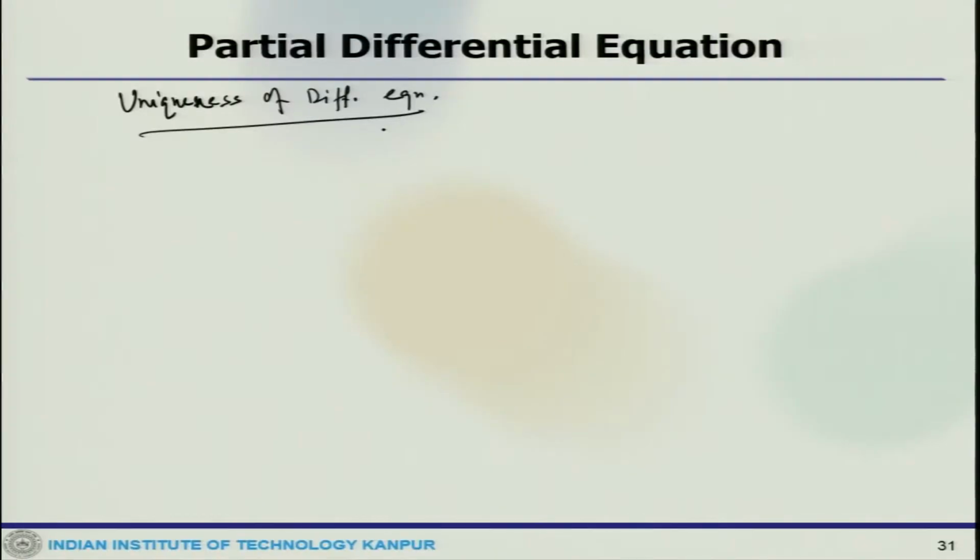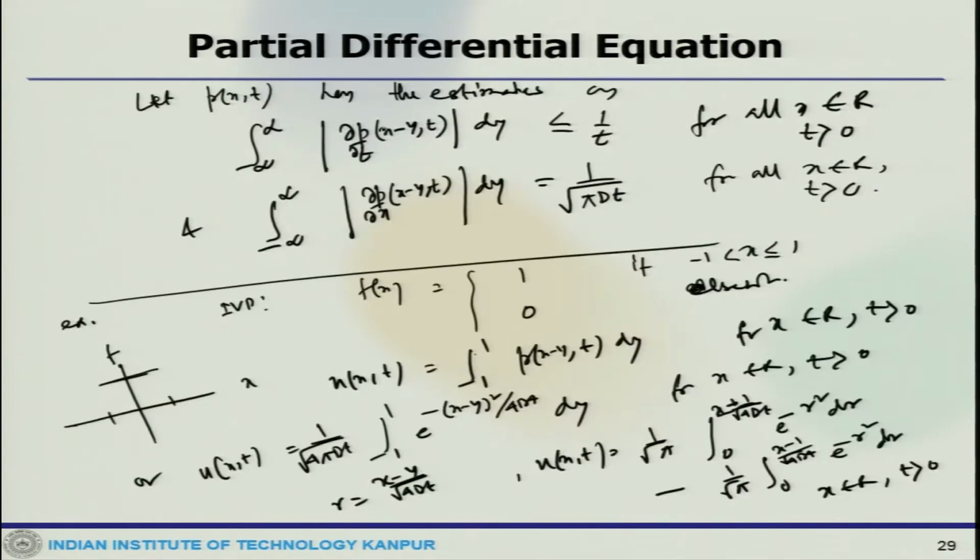Okay, so let us continue the discussion on the PDE. Now we have looked at the different ways to solve these PDEs. Now we are going to look at the uniqueness of the diffusion equation and other things. So, when you go to the uniqueness, what we have already seen is the solution that we have obtained for this kind of initial value problem.